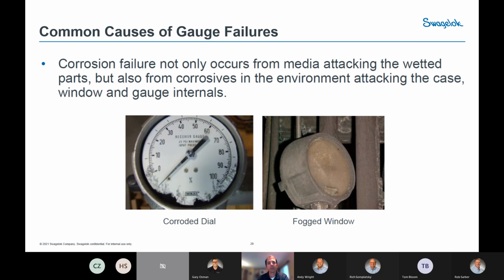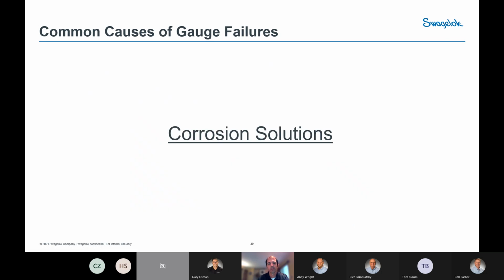Because as you can see in these pictures, on the left here, we have the dial face. This is probably aluminum, and you can see how it's starting to deteriorate along the bottom because it's exposed to a corrosive environment. And then this one here, obviously the gauge window is just completely unusable at that point. You can't even see the dial because of the ambient situation with corrosion.